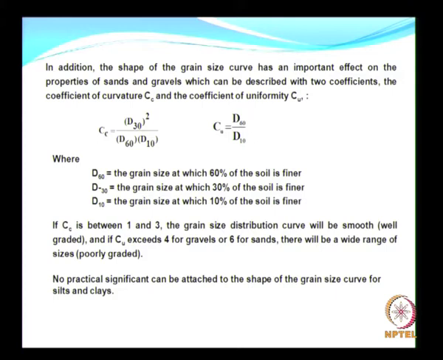There is not much variation in the size, okay. Whereas if Cu exceeds 4 for gravel and 6 for sand, then there will be a wide range of variation, and then we say it is poorly graded. So these parameters will vary from location to location.